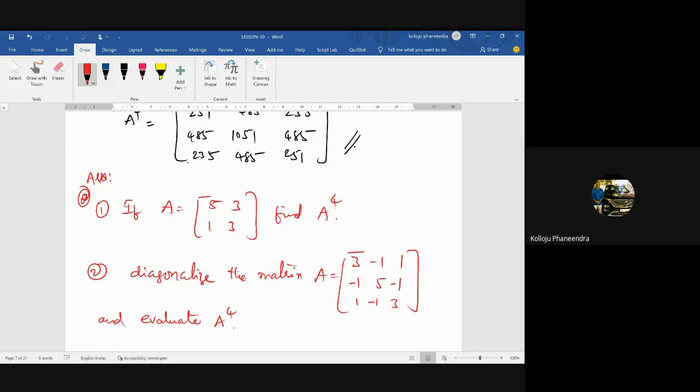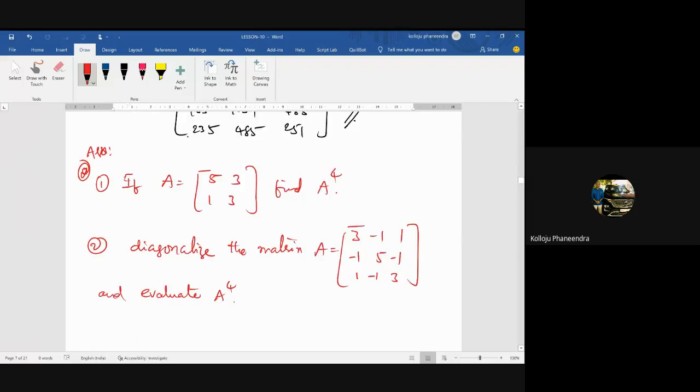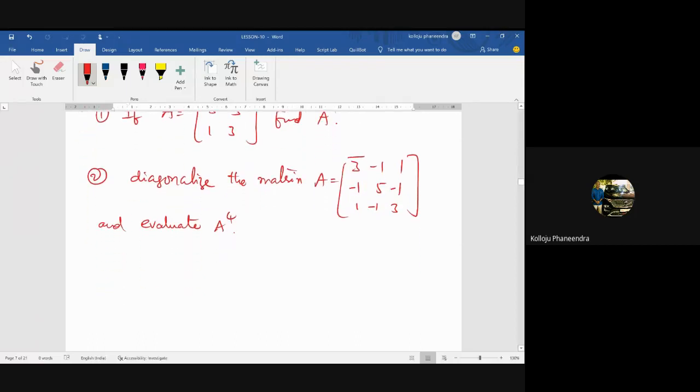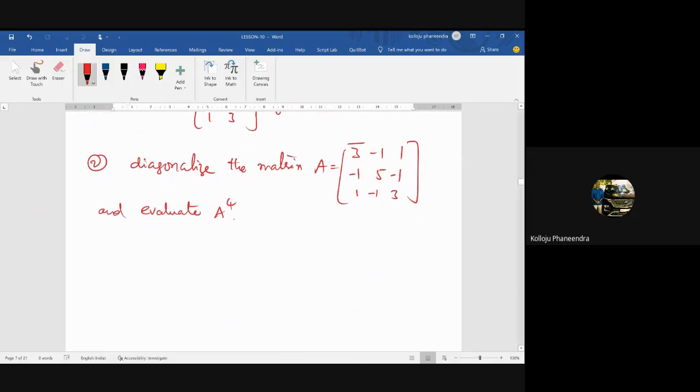Okay, 1 0 0, 0 3 minus 1. Okay, next one, is it symmetric? 0 3 minus 1 0. Yeah, it's symmetric. That's it. These two problems are enough, simple problems.